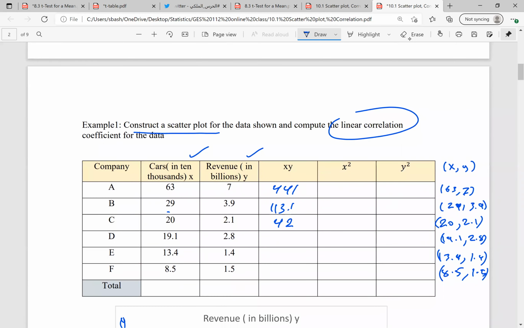Next one, 19.1 multiplied by 2.8 equal to 53.48. Next one, 13.4 multiplied by 1.4 is equal to 18.76. Next one, 8.5 multiplied by 1.5 is 12.75.